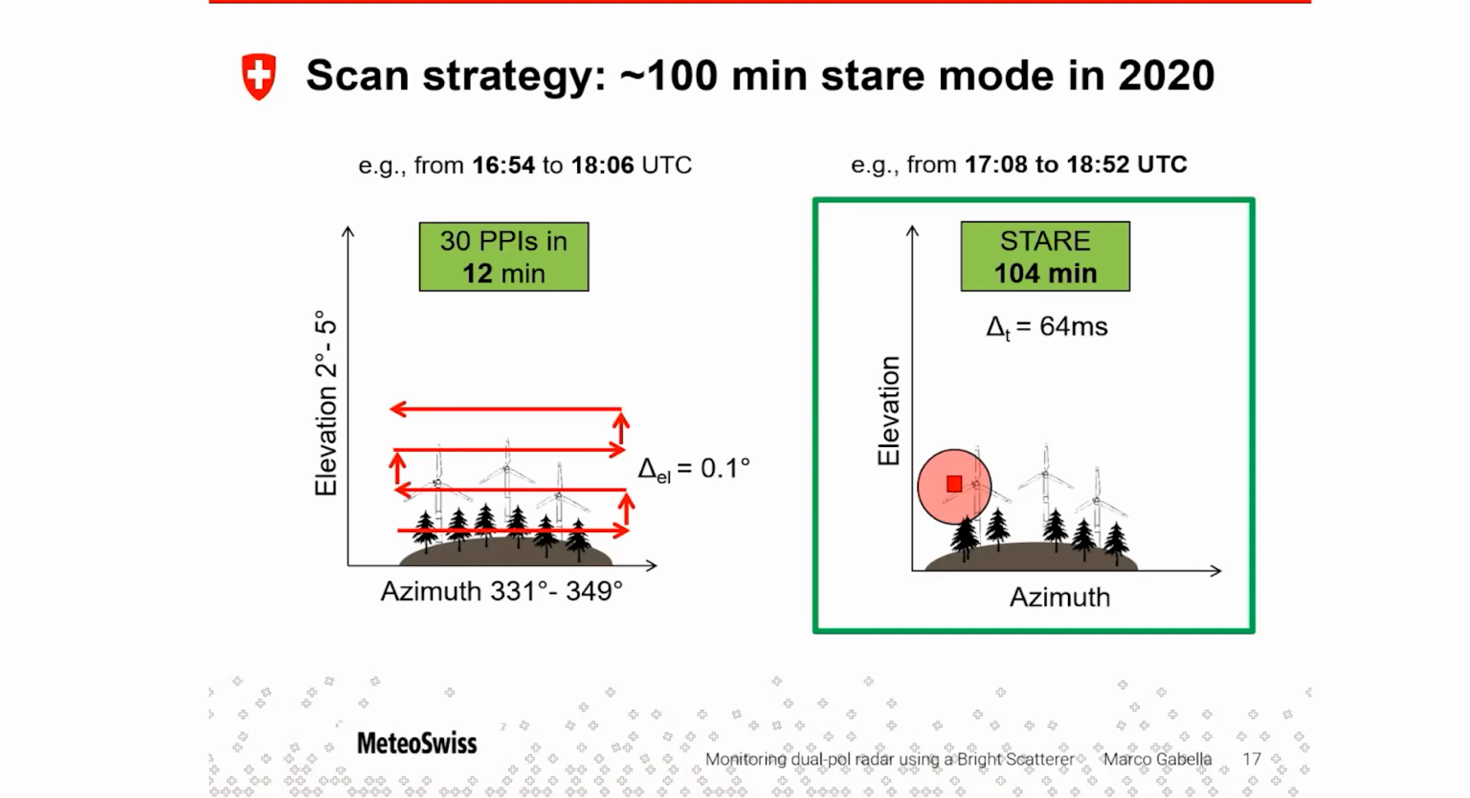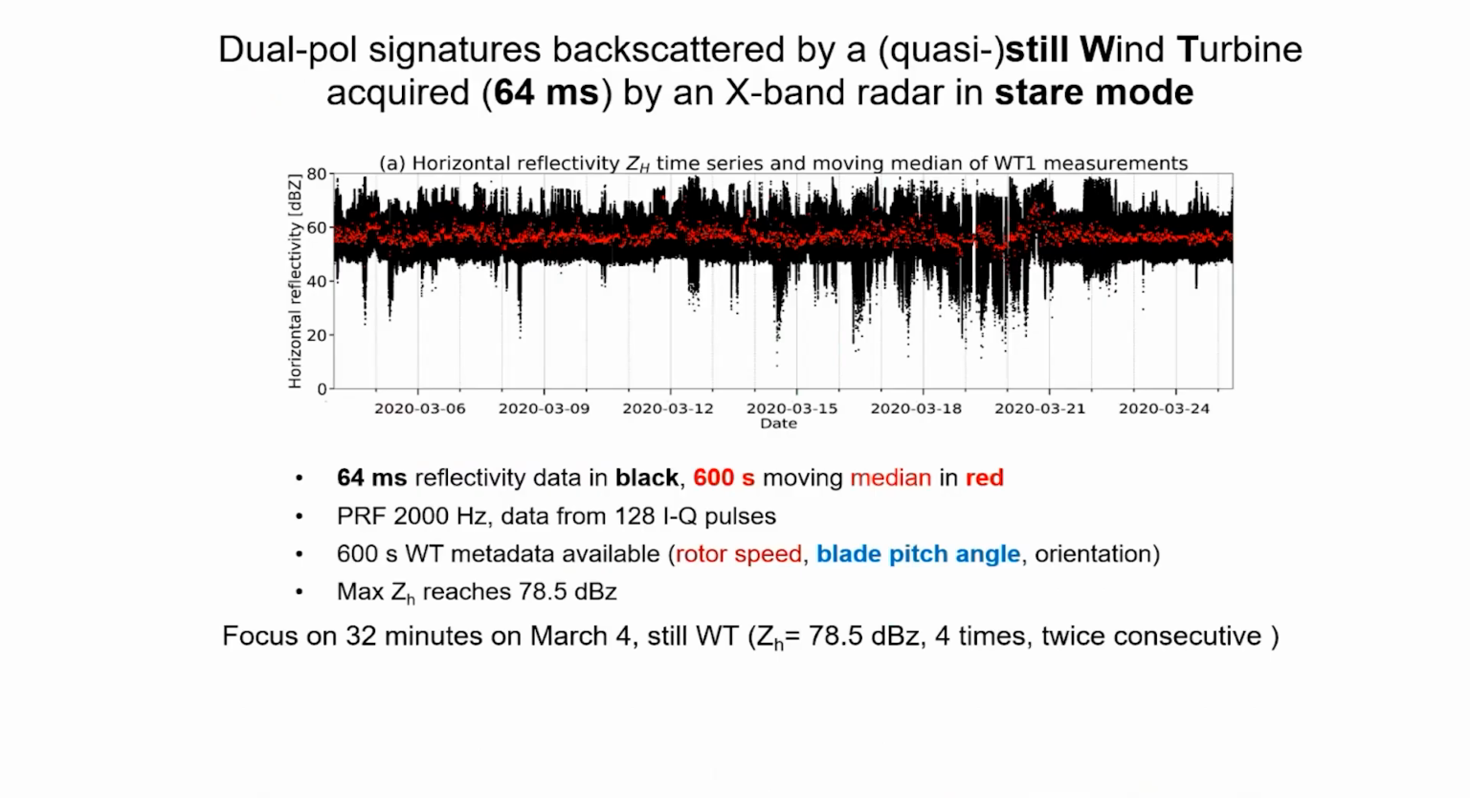And I will show you 32 minutes during the first day of the campaign. Probably some of you have seen this slide in Toulouse. Martin Lainer showed it. This is the whole campaign, and you have all the echo, ZH, every 64 milliseconds, because the PRF was 2000 Hertz and we averaged 138 pulses. And we had information from the wind turbine every 10 minutes, so 600 seconds. Here you see all the echo with the original high temporal resolution, and also a median average every 10 minutes in red.